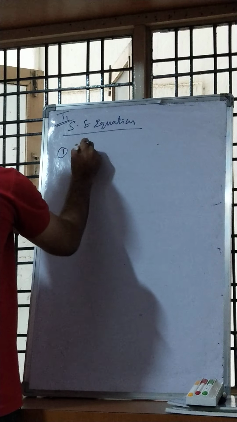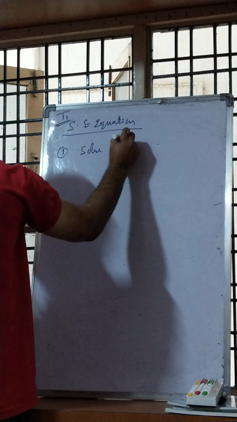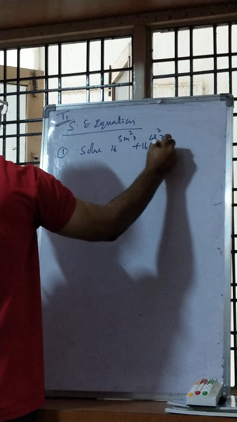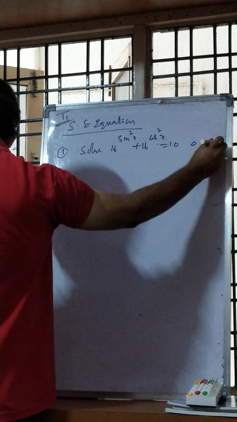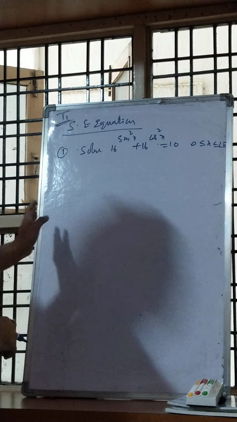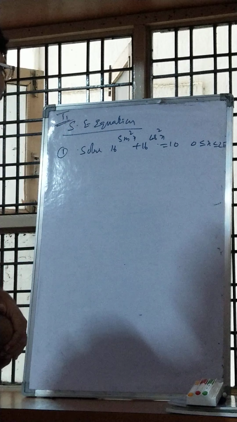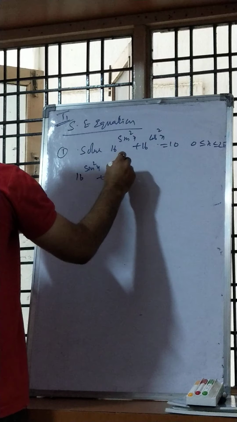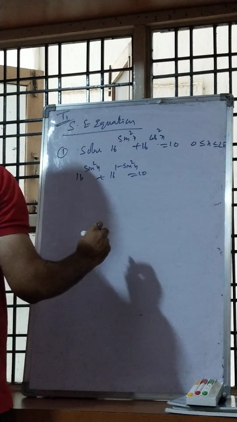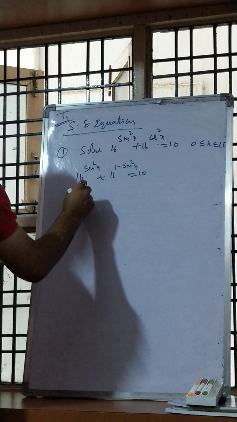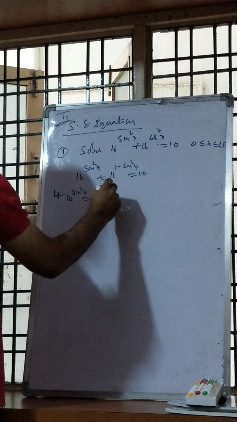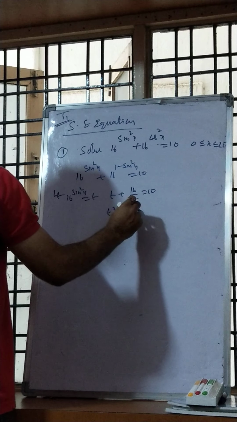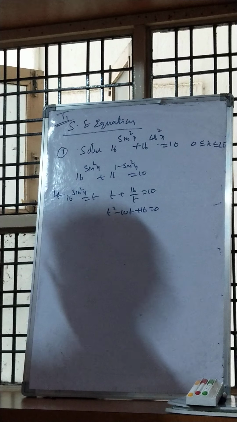For example, if he has given a question like this: solve 16 to the power of sine square x plus 16 to the power of cos square x is equal to 10, where 0 is less than or equal to x, which is less than or equal to 2 pi. He said solve, and the answer x should lie between 0 and 2 pi. So you can write 16 to the power of cos square x as 16 to the power of 1 minus sine square x, using the trigonometric formula. Let us assume 16 to the power of sine square x is t. So t plus 16 by t is equal to 10, so t square minus 10t plus 16 is equal to 0.